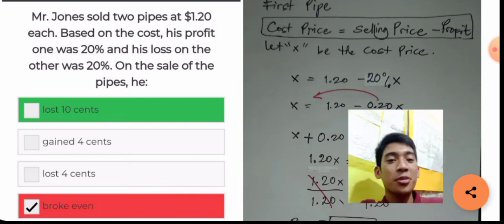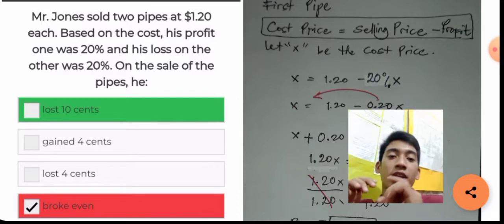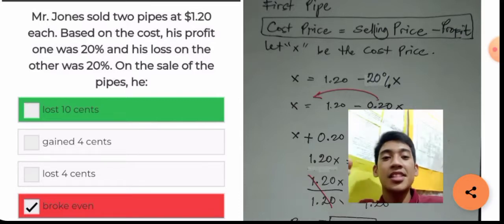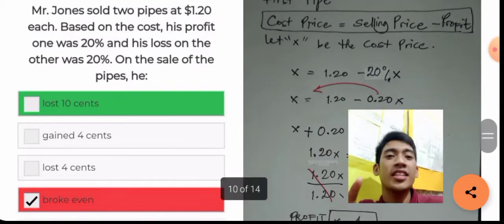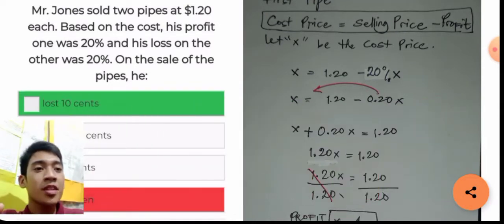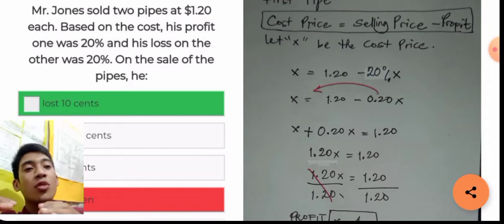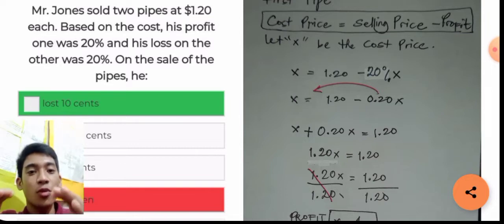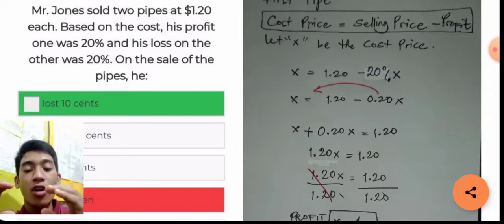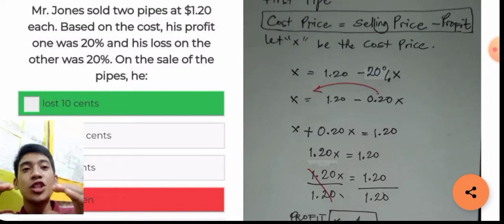So if we just look at the problem without making computation, we can answer broke even, but there is a loss of 10 cents. Why 10 cents? This is the solution. For the first pipe, the cost price is related to the selling price. The selling price is the price which will be paid by the buyer. The selling price here for the pipe is 1.20. So that is the price that the buyer should pay.